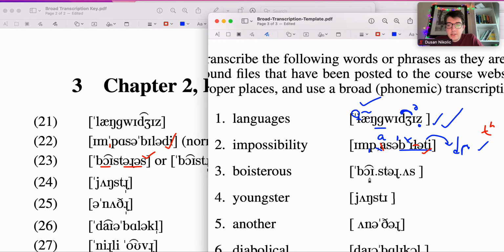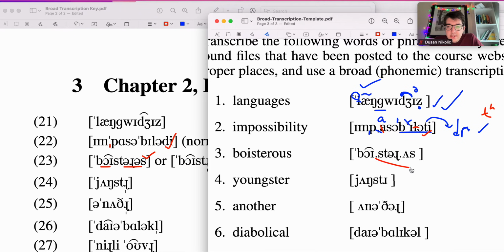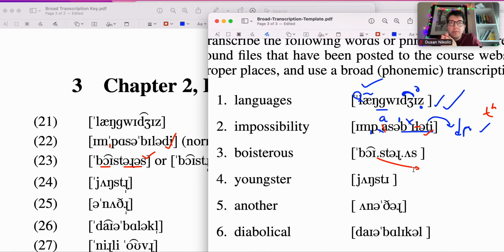Let's see how this person did. Boisterous. Yeah, they use syllabic marks. They divided syllables by using these dots. That's okay, that's how you learned in 201, but there is no need for it right now. We are learning how to do it properly, like phoneticians, right? So boisterous, stress mark on the right place. Well done. Tie bar, excellent. Stir, excellent job. Retroflex R, everything is good.